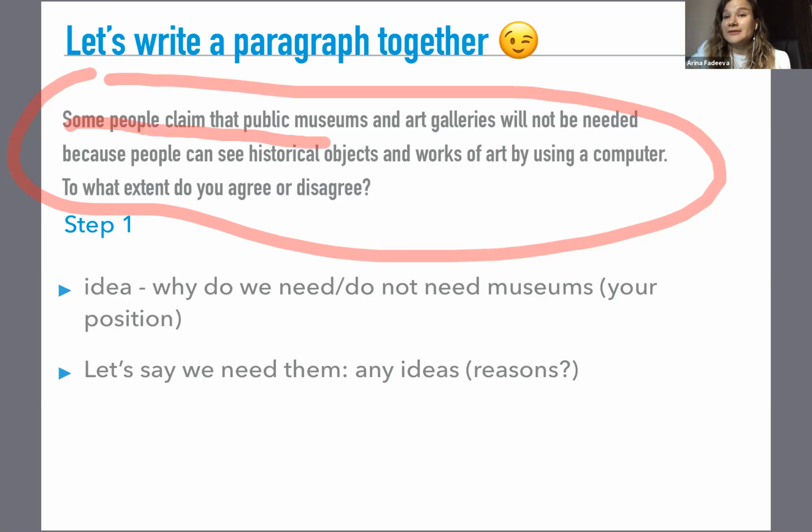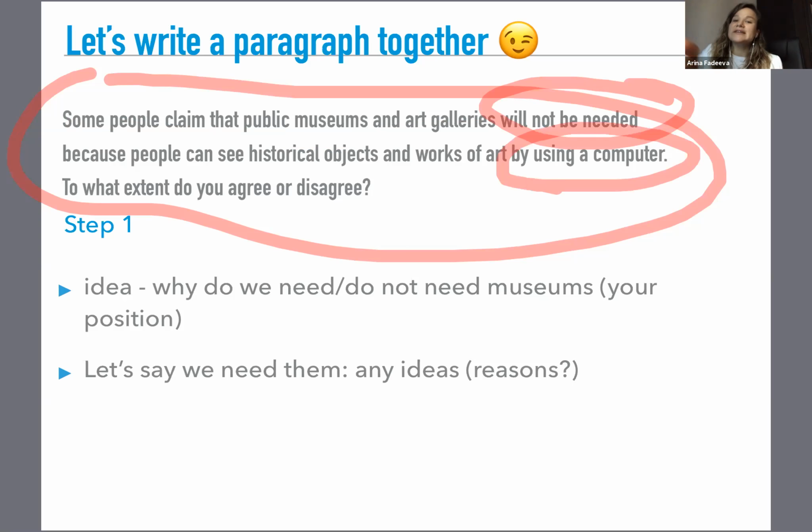Some people claim that public museums and art galleries will not be needed. Let me just highlight something important here. Will not be needed because people can see historical objects and works of art by using a computer. To what extent do you agree or disagree? As you can see, there is some kind of stance in an essay already. Stance is, I can say, bias. I mean, there is already an opinion here, right?